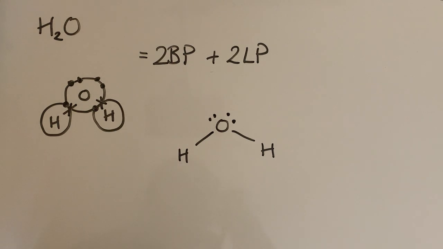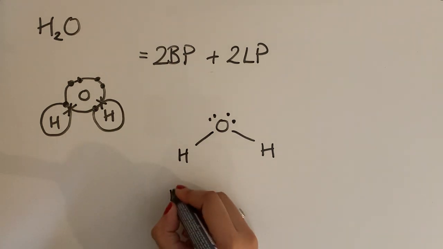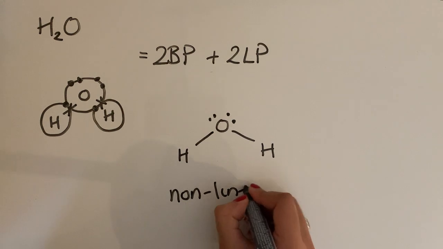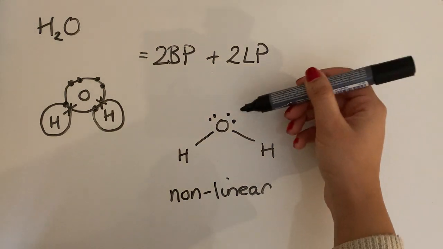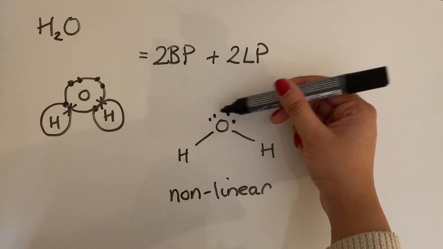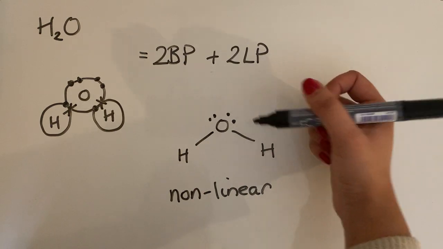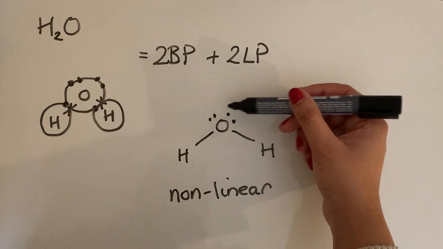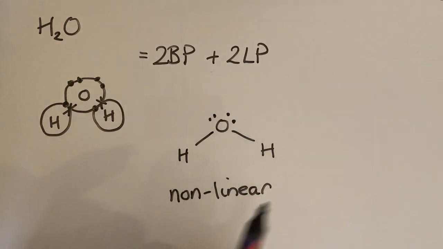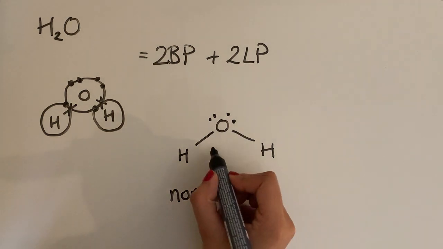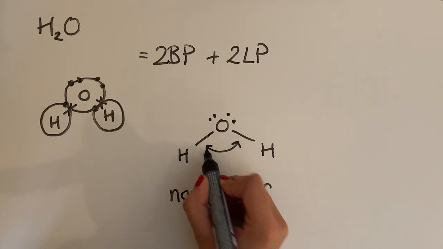Now this shape over here, it does have various names. We call it non-linear. In other books, you might see it as V-shape, you might see it as bent, but non-linear is the better name for that one. Now, because we now have another lone pair, we have two lone pairs. These two lone pairs, remember lone pairs repel more than bond pairs, so they are going to repel the bond pair even more. In our ammonia molecule, the bond angle was 107 degrees. That's now going to reduce even more in our water.